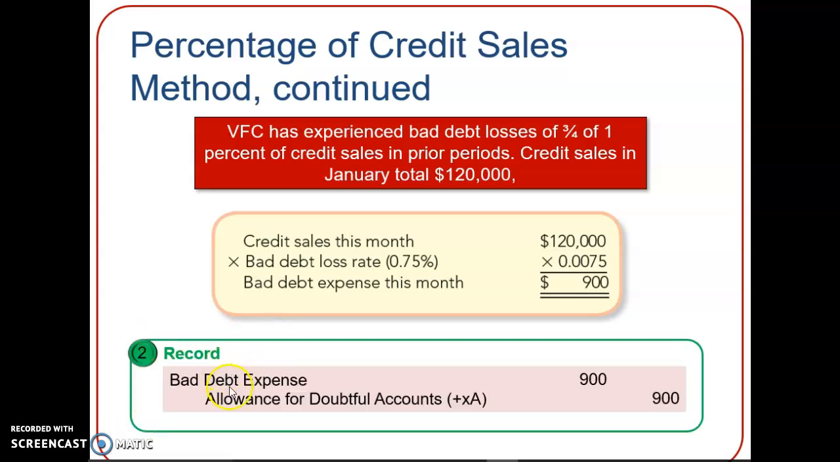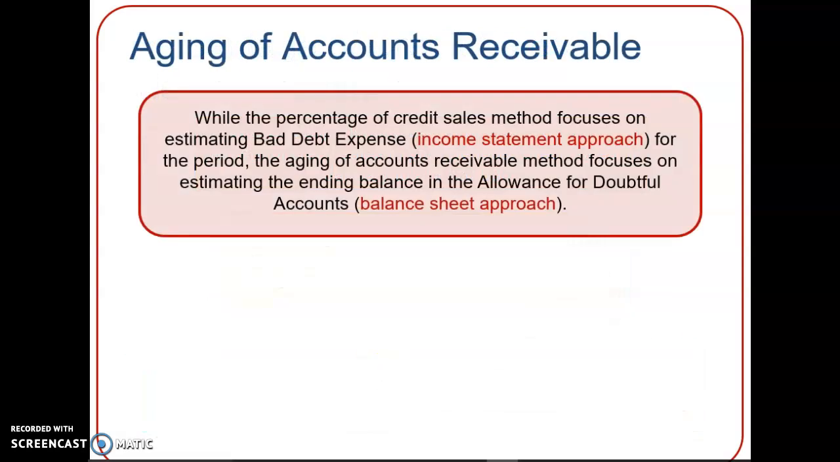So this is a journal entry, bad debt expense, and then allowance for doubtful accounts. I'm going to stop here. So next we're going to look at the aging of accounts receivable method.